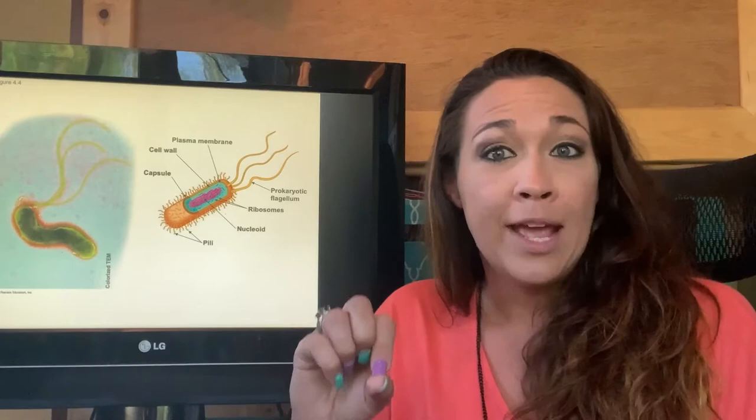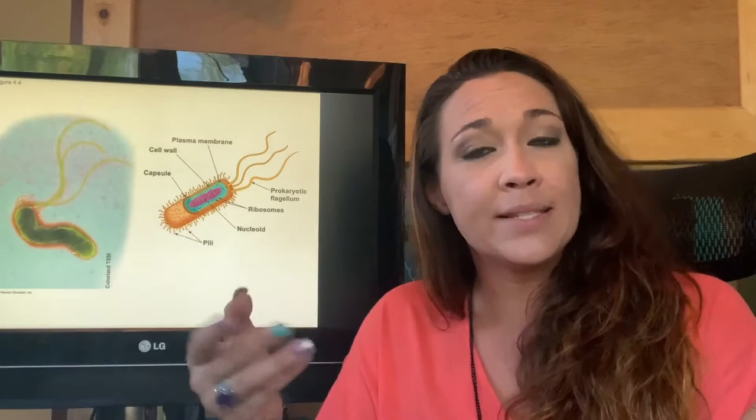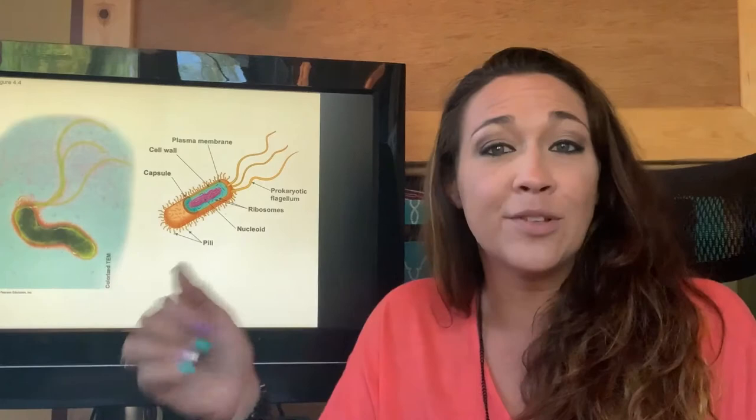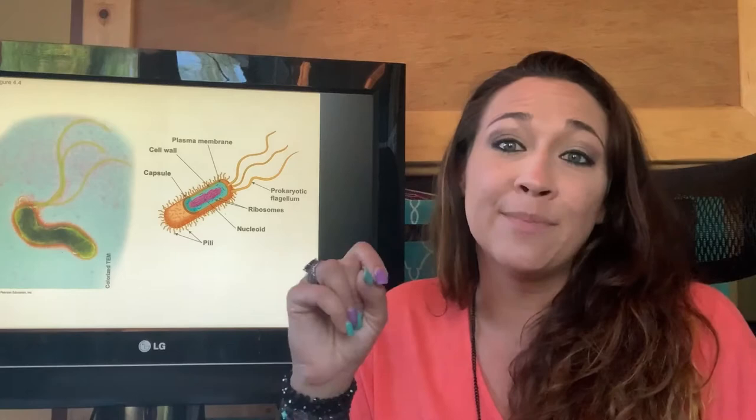Now, this is actually kind of unique because the only other cell that has a cell wall is the plant cell. So in this case, bacteria and plant cells have something in common, because these prokaryotic cells and plant cells have a cell wall. Animal cells, I can tell you, do not. So that's something plant cells and prokaryotes have, but animals do not. Now, what animals do have is a plasma membrane. So do these guys, and so do plant cells.